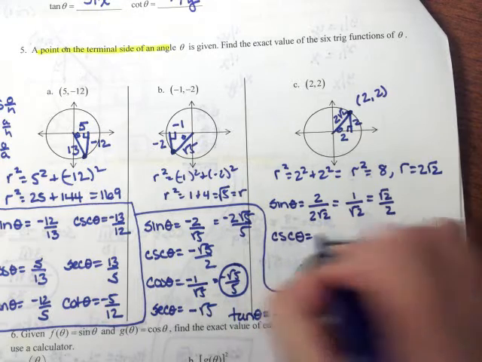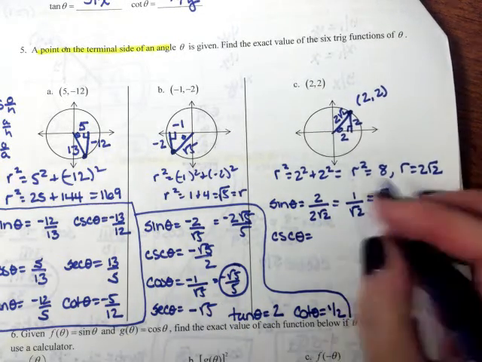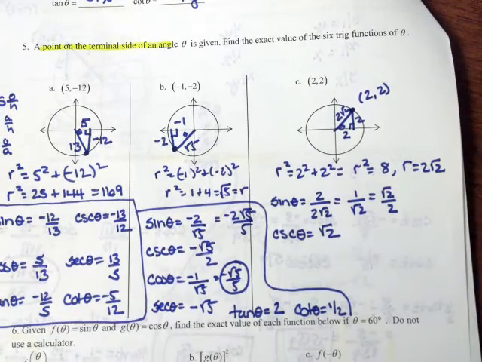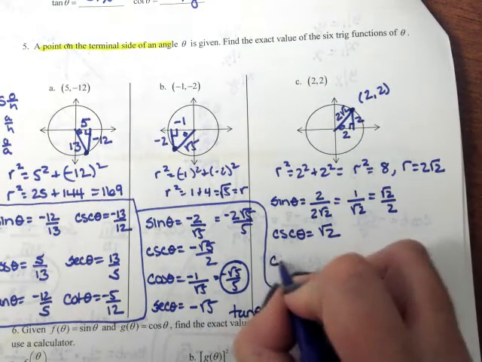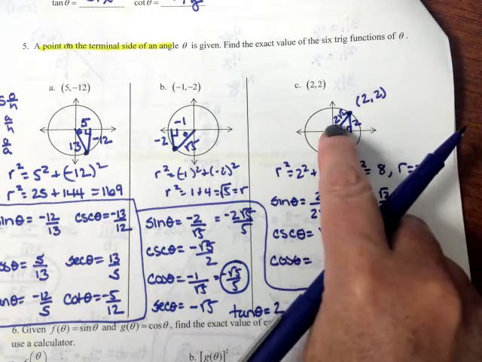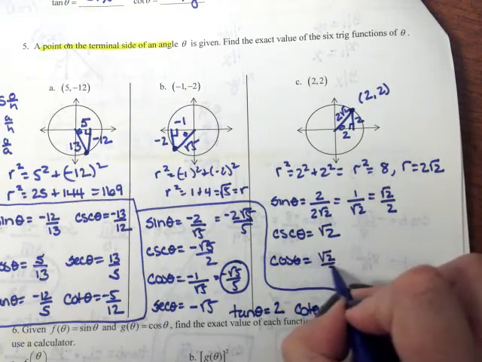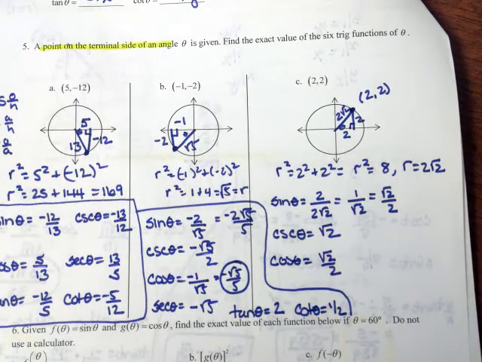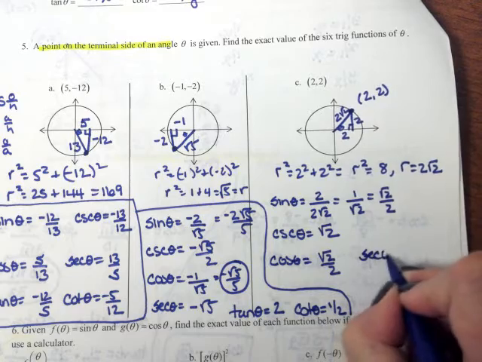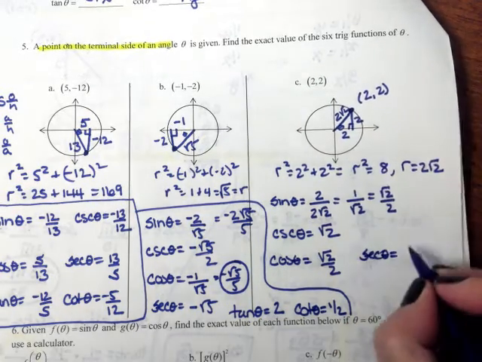Cosecant of theta, reciprocal of the sine, so that's going to be the hypotenuse over opposite, or just square root 2. Cosine. Well, cosine is going to be the adjacent over hypotenuse, which is exactly the same as the sine, so this is going to be square root 2 over 2. The secant is going to be the hypotenuse over the adjacent, or just square root 2.